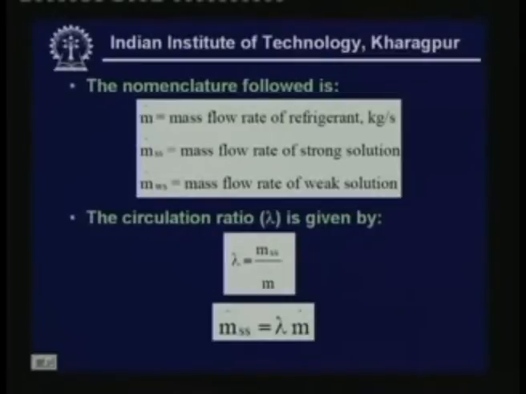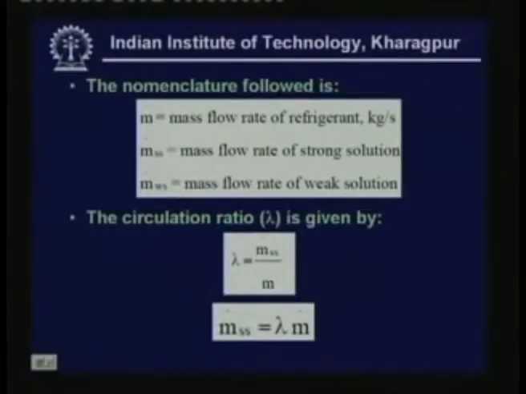And the nomenclature followed here is like this: m dot stands for mass flow rate of refrigerant, m dot with subscript SS stands for mass flow rate of strong solution. Strong solution here means strong in lithium bromide, that means it is rich in lithium bromide, or in other words, the concentration of lithium bromide is higher. And m dot WS stands for mass flow rate of weak solution, that means weak in lithium bromide.